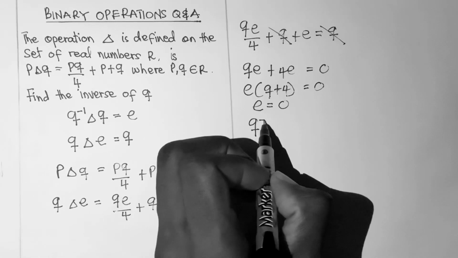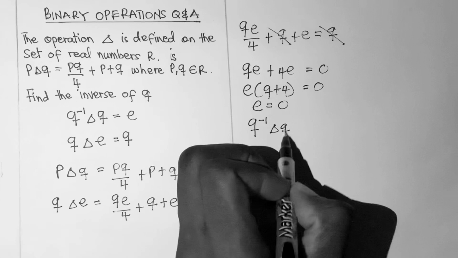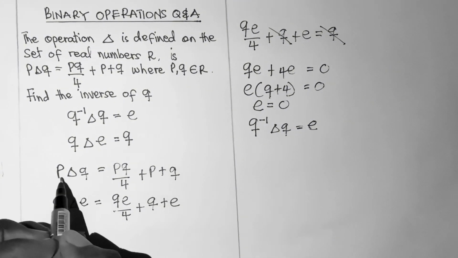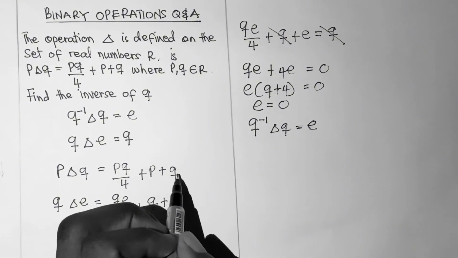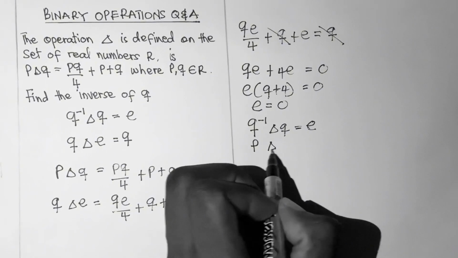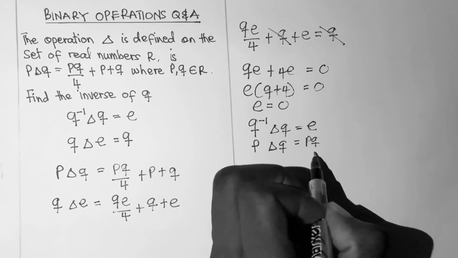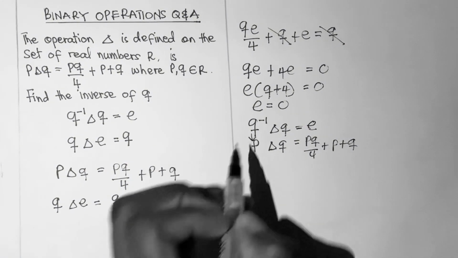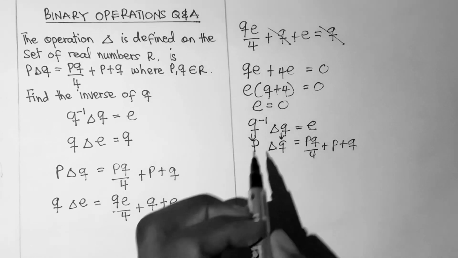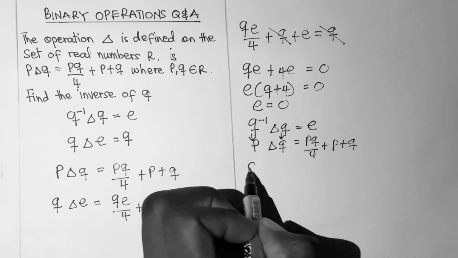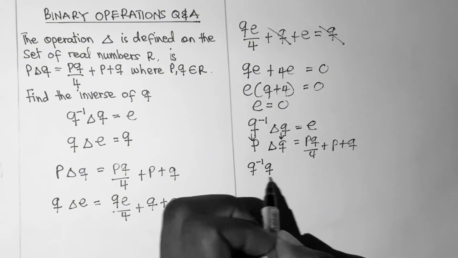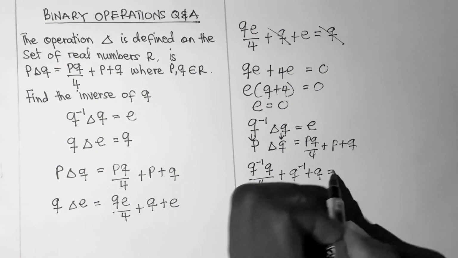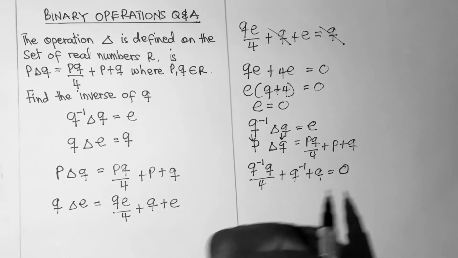We said that Q inverse operation Q is equal to the identity element E. But we know that P operation Q is PQ over 4 plus P plus Q. So now, Q inverse will be P, and this Q will be Q. So if we do it, you see that here will be Q inverse times Q over 4 plus Q inverse plus Q is equal to E, but E is equal to 0. So this is equal to 0.